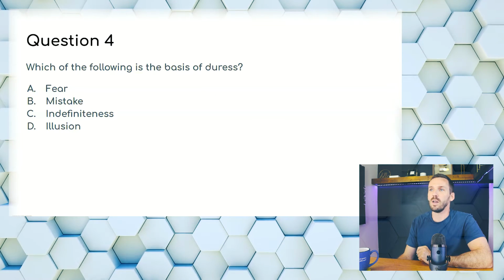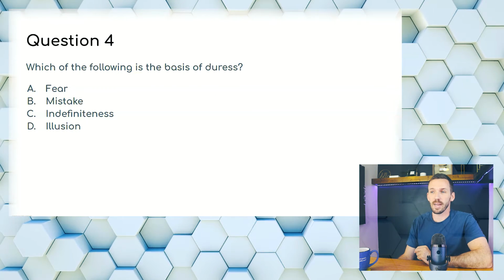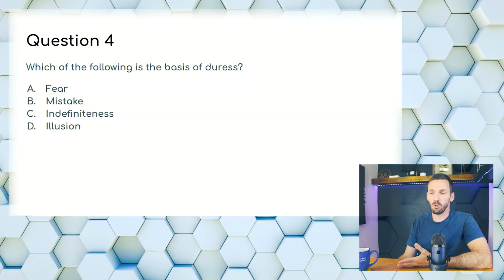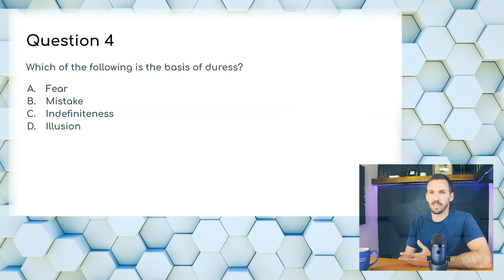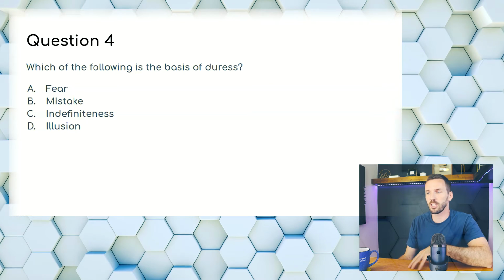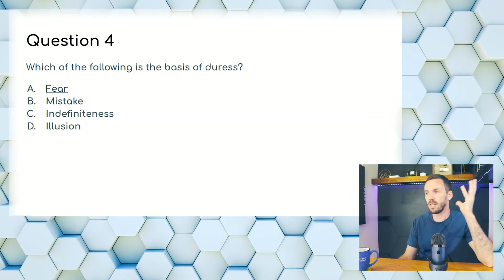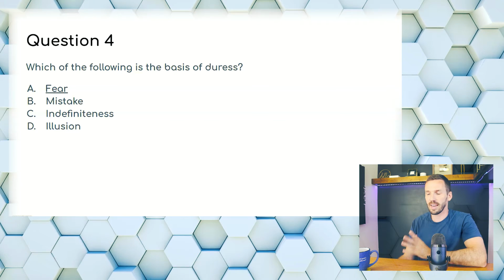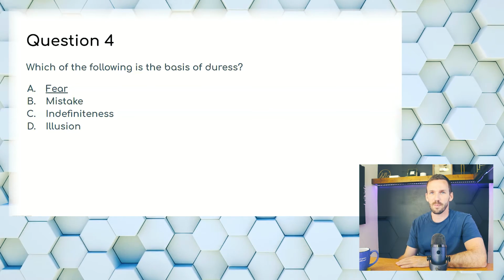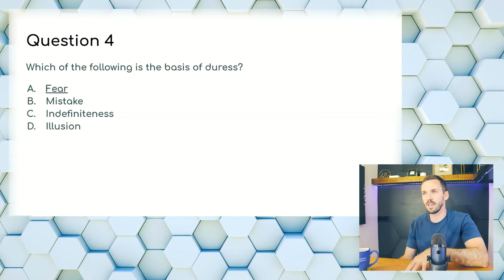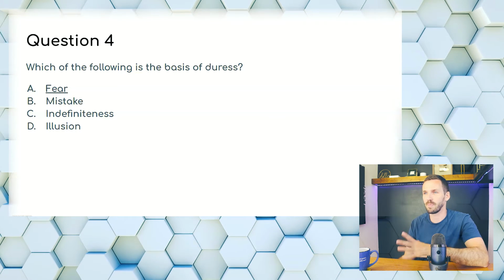Question 4. Which of the following is the basis of duress? Fear, mistake, indefiniteness, or illusion? What this has to do with real estate, I don't know. Duress is when you're under pressure, usually by an outside force. The answer here is A, fear. Sorry, y'all, the answer makes sense, but how to explain this, I really don't know where to begin. You can be under duress if you make a mistake, but I don't know.